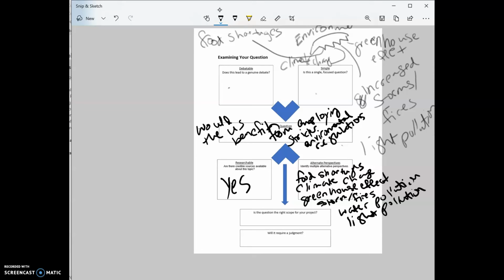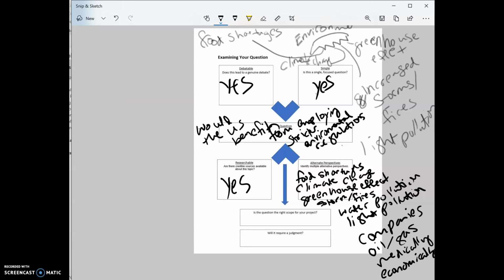And they could also look at it from different perspectives, as in companies, oil and gas companies. They could look at it medically, economically, or approach it scientifically. There are definitely multiple aspects. Is this debatable? Absolutely. Is this a simple question? Yes. Is this the right scope for the project? Yes, because the scope for this question is the TMP, and the TMP is an argument. So this will require a judgment.